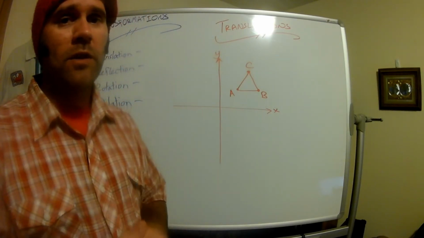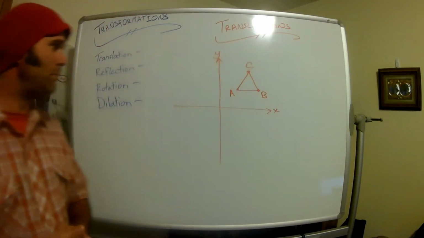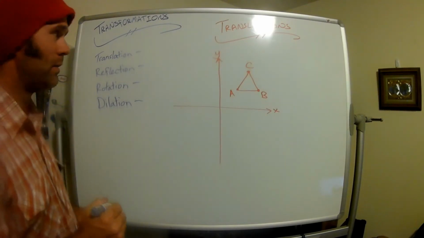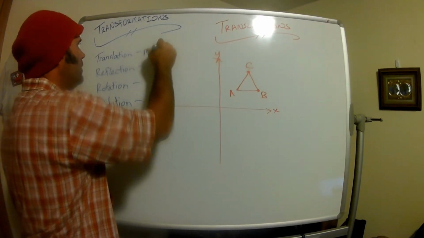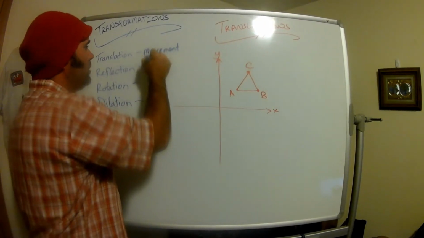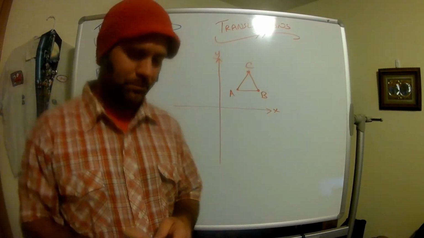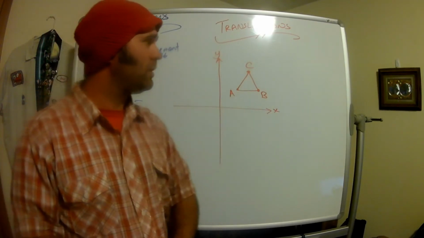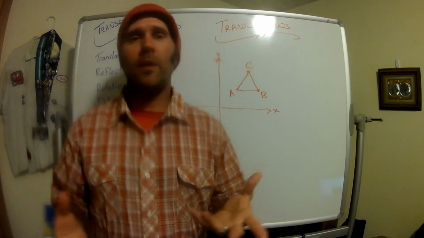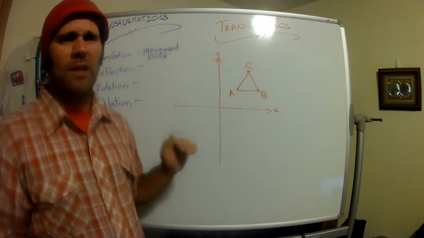There are 4 different transformations that you can do to a shape. The first is a translation. A translation is just a movement or a shift. I like the word shift. So a movement or a shift. So I can move or shift this pre-image triangle ABC. So let's say we want to move triangle ABC, and we want to move it left 4 and down 1.